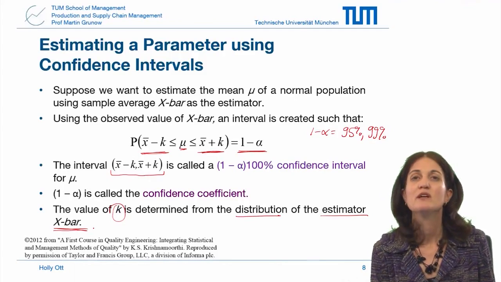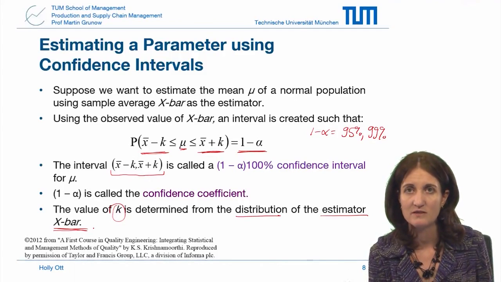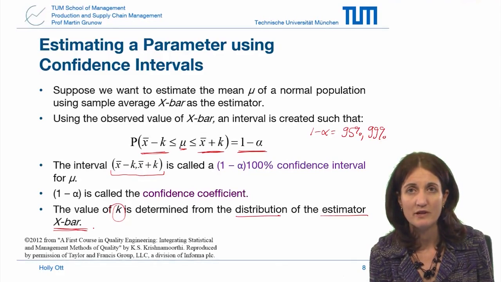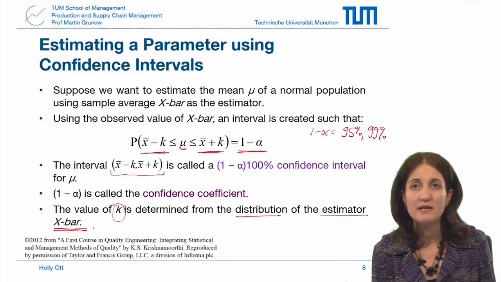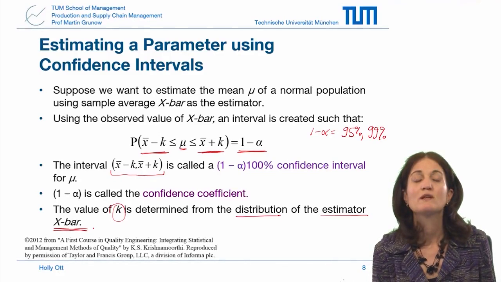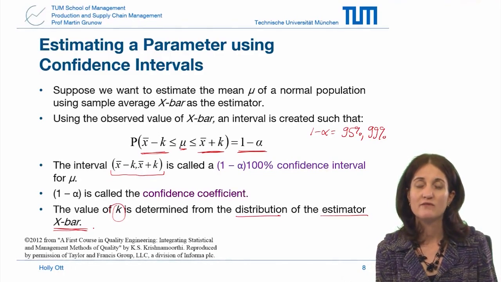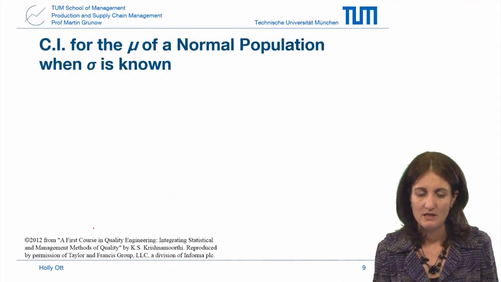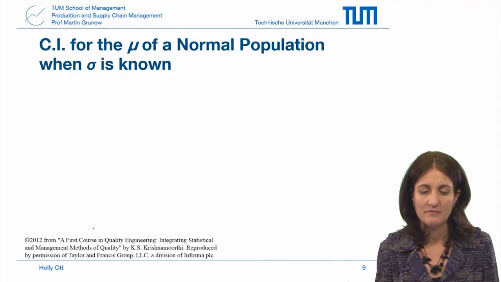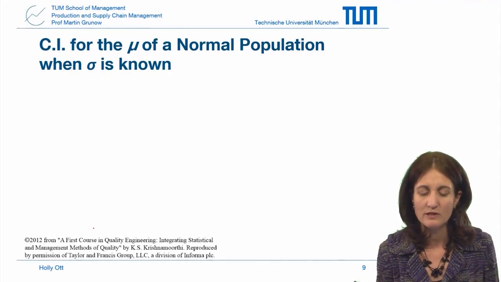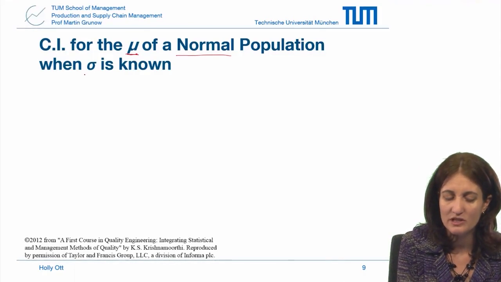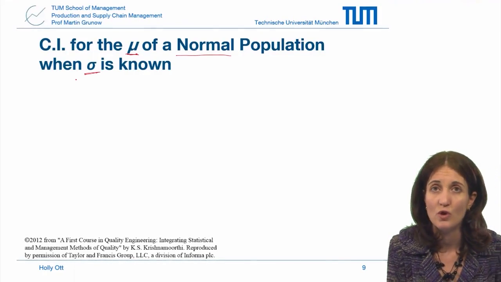So just one more time though, the interpretation of the confidence interval is that if a large number of such intervals are constructed, each resulting from a random variable, then 1 minus alpha % of these intervals will contain the true population value for the mean, or for the parameter that you're looking for. So in this section, we're only going to look at the confidence interval for the mean of a normal population when sigma is known.